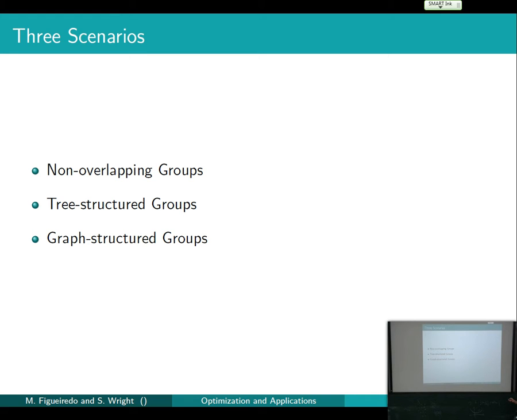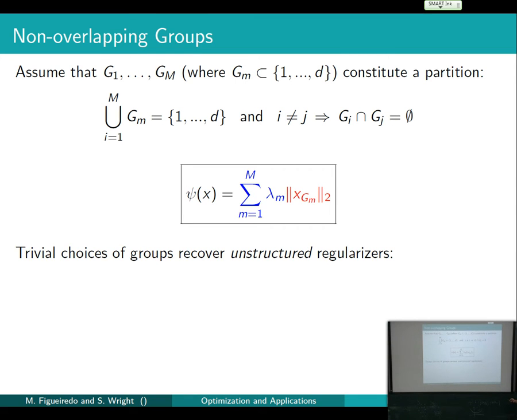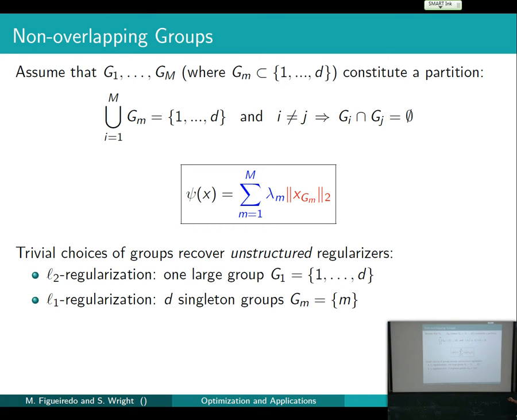Okay, so different scenarios. First are the ones I've been talking about up to now, which is where the groups don't overlap. That's kind of the easy case. Then there are cases where the groups are structured according to some sort of tree structure. That comes up a lot in wavelet-type applications. And the third one is where the groups are structured according to a graph. Okay, so non-overlapping groups, where the partitioning of the elements of X into groups really is a partition, where there's no overlap between them, there's no intersection, and the union is just the set of all the indices. And then you get these kinds of norms that I talked about. Okay.